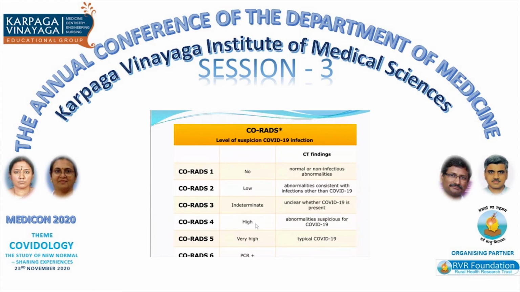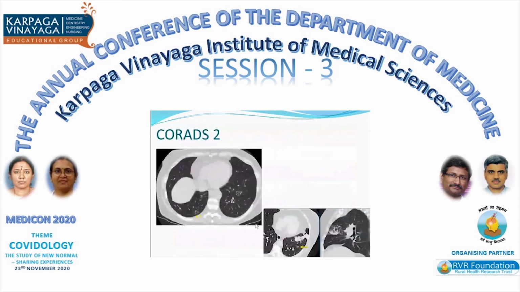So these are the areas where, in the initial days, when the CO-RADS was very high, they were reported as COVID, and that was the reason why over-reporting of CO-RADS was done on CT, and we need to see why it was done and how to avoid it. So this is CO-RADS 2. If you see in the lungs, there are only some infiltrative changes here.